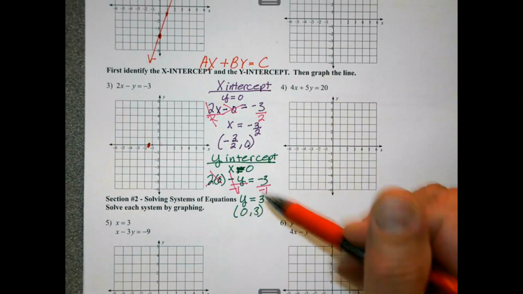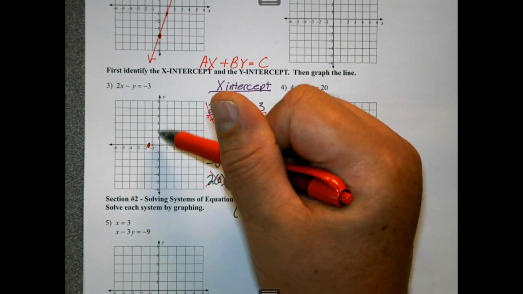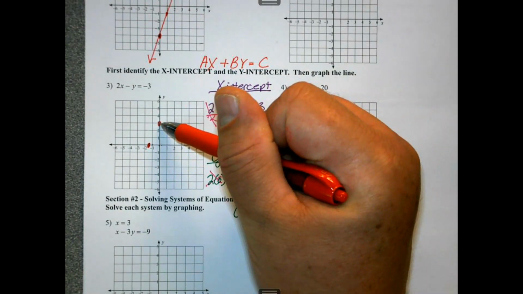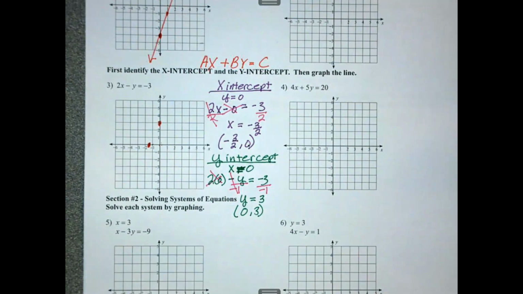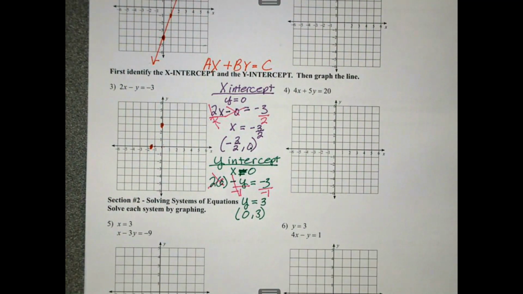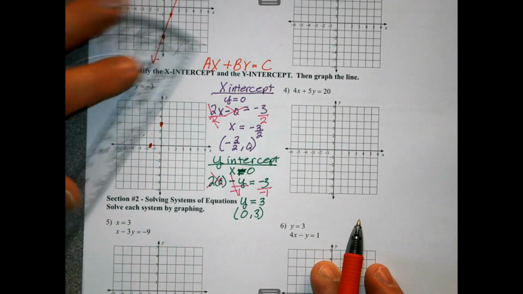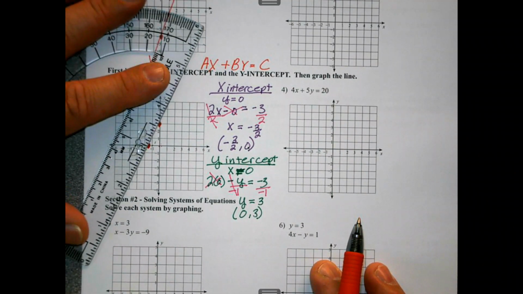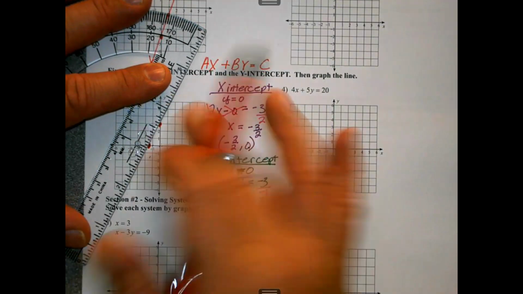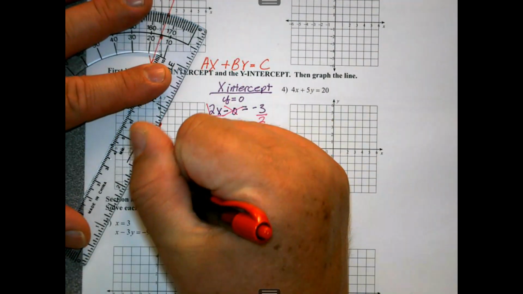All right, 0, comma 3, 0, comma 3. There's my other point. And I'm going to use a straight edge, especially since I only have 2 points. Otherwise, Mr. D might look at your ugly lines if you don't use a straight edge and just give you an F to have an ugly line.